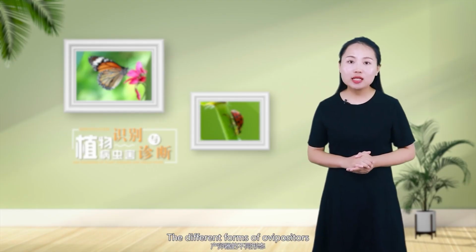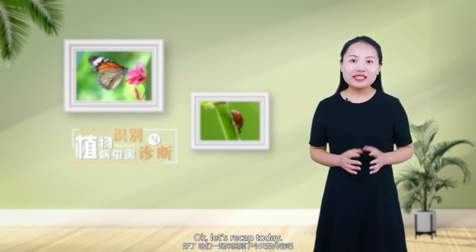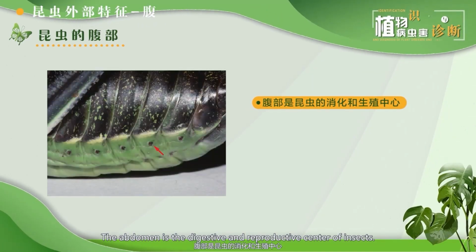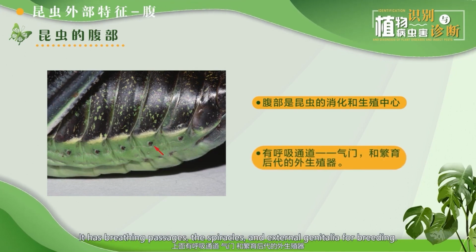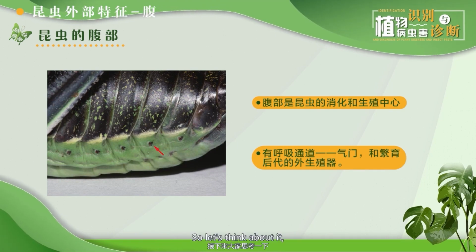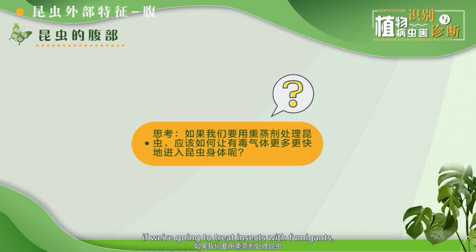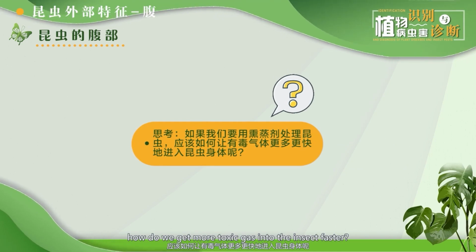The different forms of ovipositors often help us understand the ways and habits of insects to lay eggs. Okay, let's recap today. The abdomen is the digestive and reproductive center of insects. It has breathing passages, the spiracles, and external genitalia for breeding. So let's think about it. If we're going to treat insects with fumigants, how do we get more toxic gas into the insect faster?